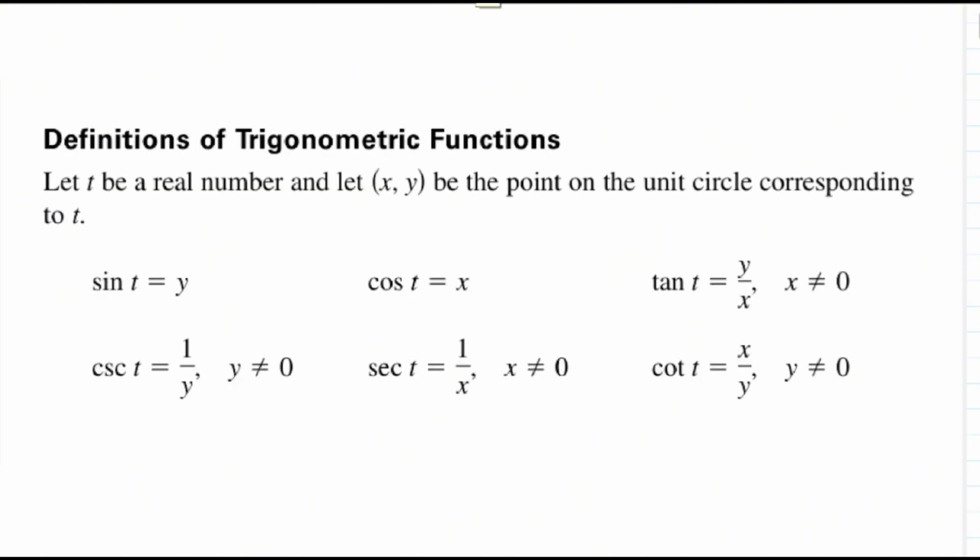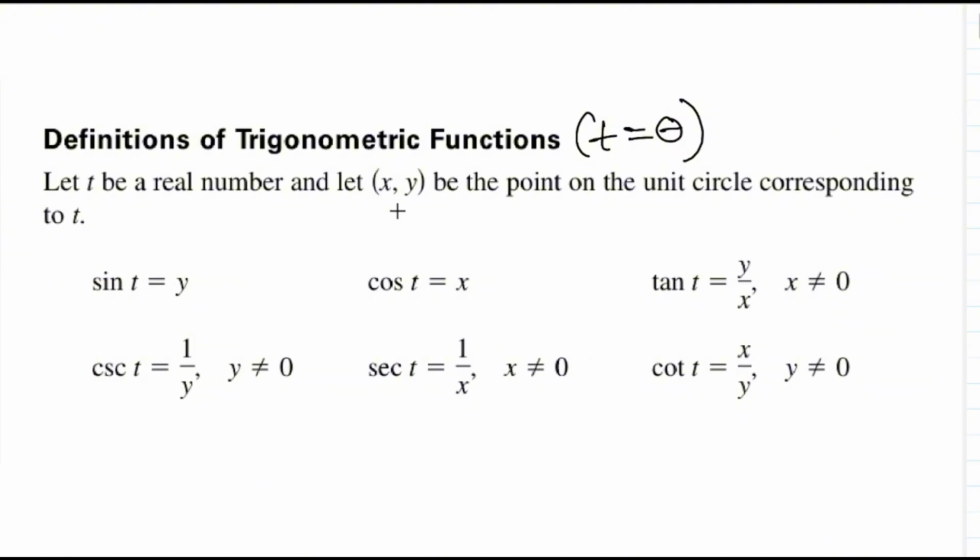So, definitions of trigonometric functions. Let t be a real number, and let (x, y) be the point on the unit circle corresponding to t. Remember here that t is equal to theta. So sine t equals y, cos t equals x, tan t equals y over x, for x not equal to 0, cosec t equals 1 over y, y not equal to 0, sec t equals 1 over x, x not equal to 0, and cot t equals x over y, y not equal to 0.